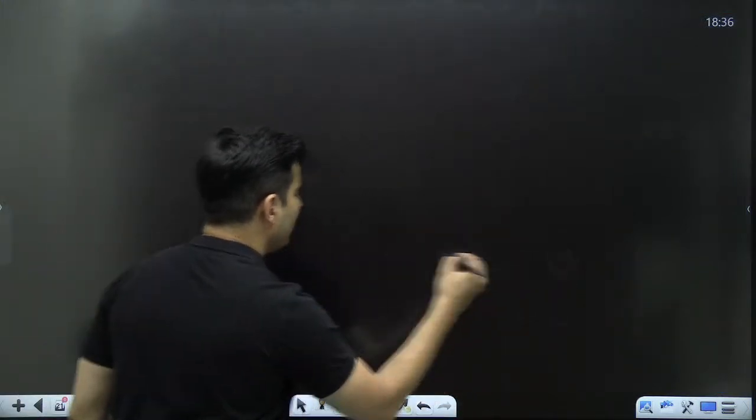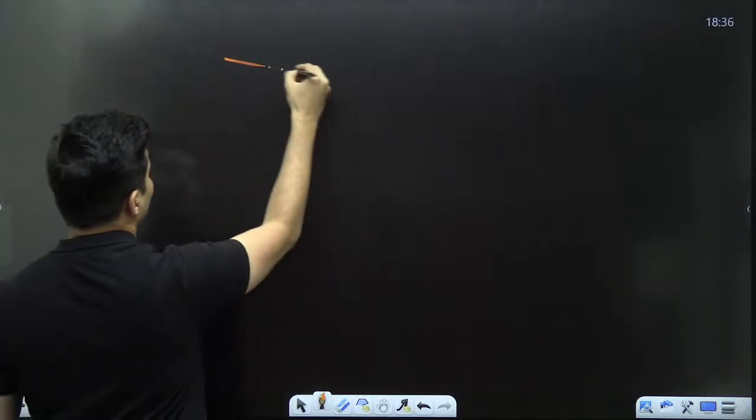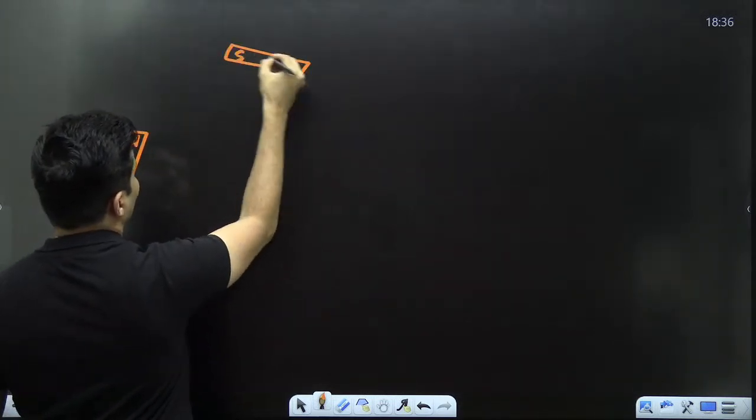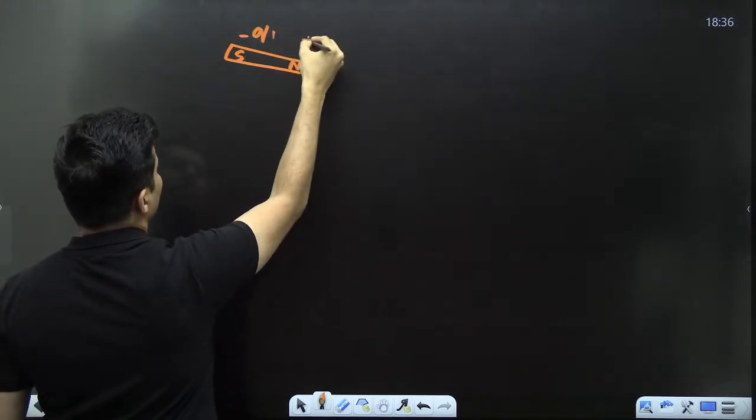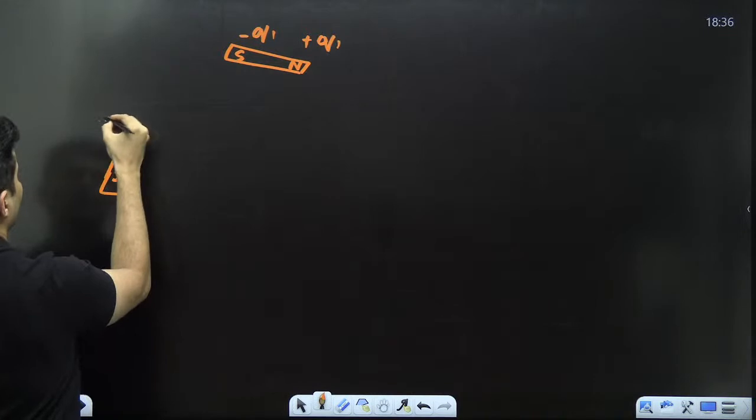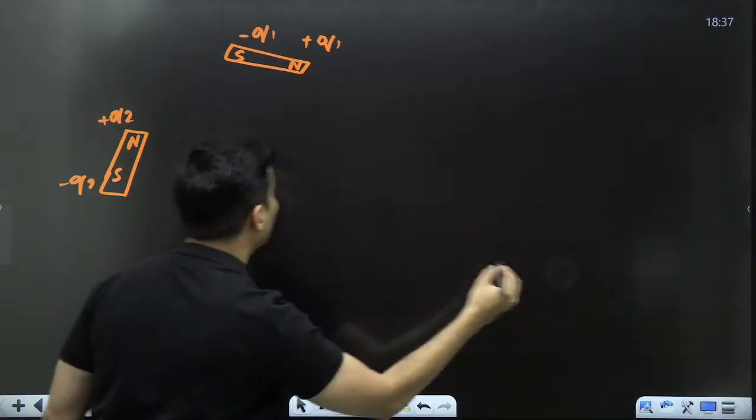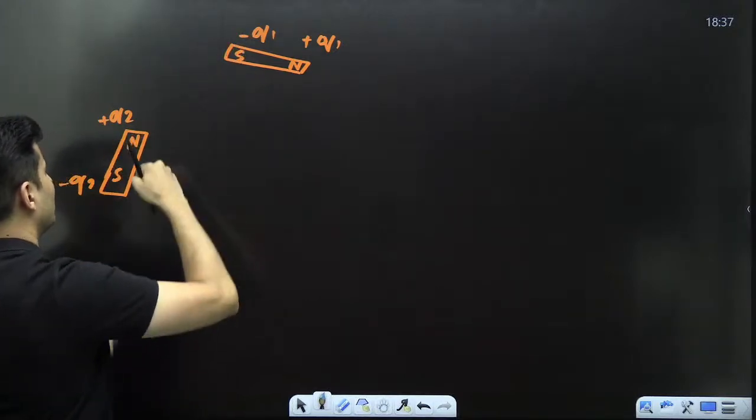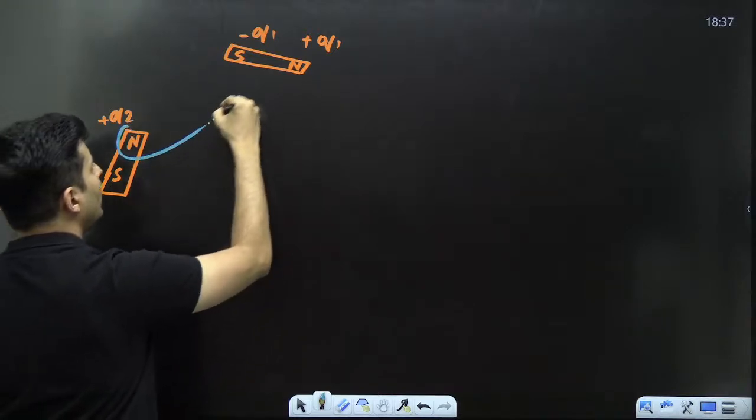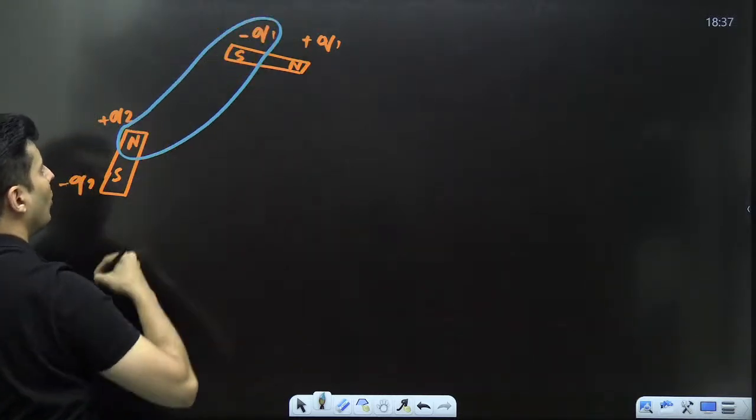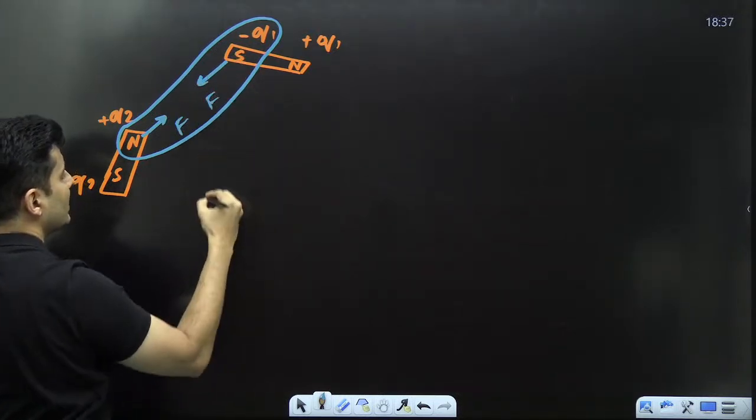Say for example, imagine that you have a North Pole here, South Pole here. Another magnet is there. This is minus Q1. This is plus Q1. This is plus Q2. Let's say this is minus Q2. And let's say I am interested to find the force between these two poles, this North Pole and this South Pole. If you only consider this, they will attract each other with some force.